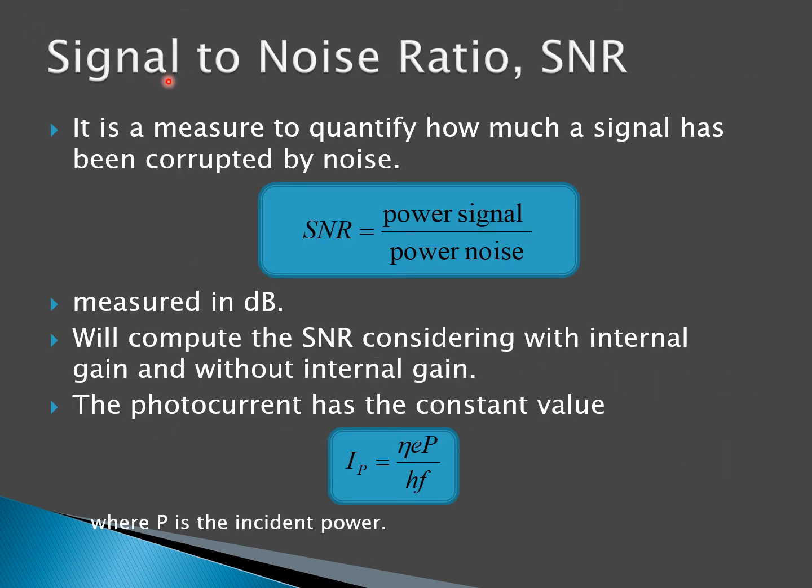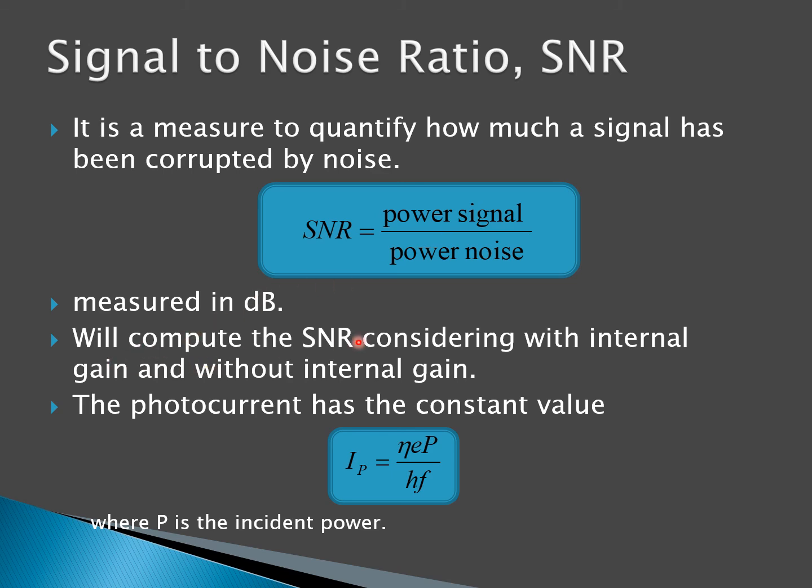Now let us look at the signal to noise ratio, SNR. It is a measure to quantify how much a signal has been corrupted by noise. Basically, the higher the SNR, the better the signal is. SNR is equal to the power of signal divided by the power of noise. Usually the unit is in decibel, but for decibel, you need to take the log of the obtained value.